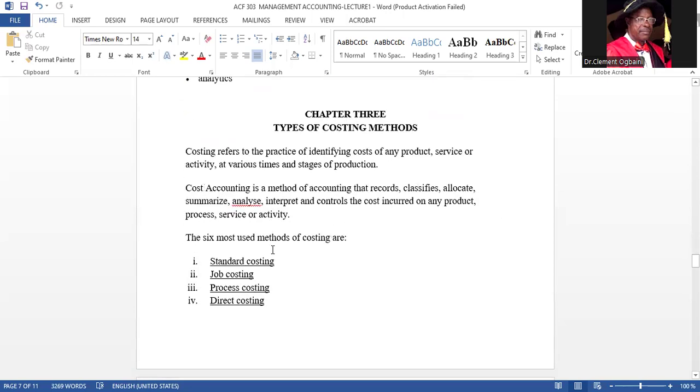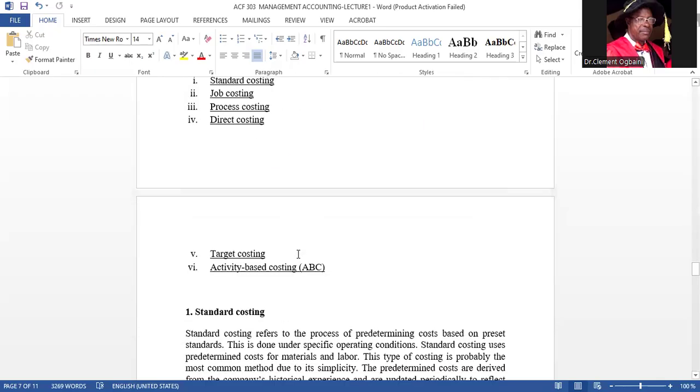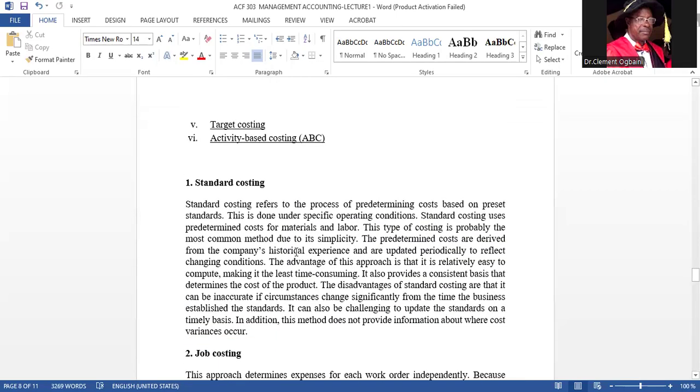Now, in costing methods, what are the costing methods that we normally use? The costing methods we use in management accounting: one is standard costing. Number two is job costing. Number three is process costing. Number four is direct costing. Then we have target costing. Then we have activity-based costing. We shall be taking these costing methods one after the other.